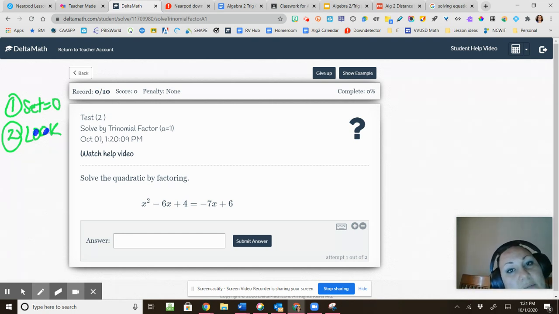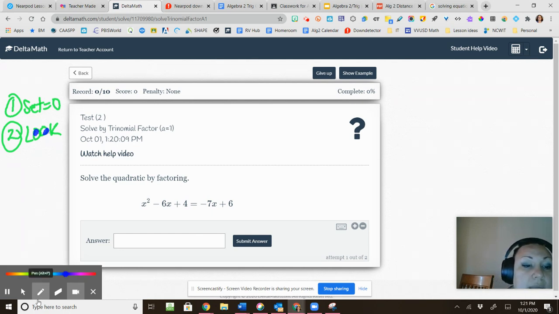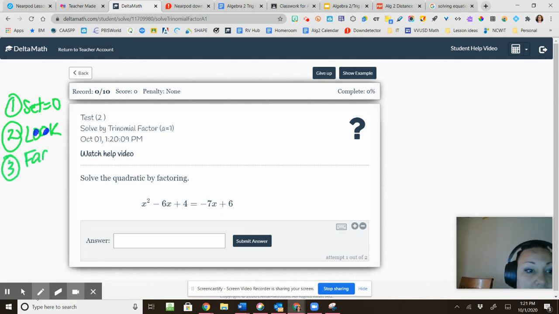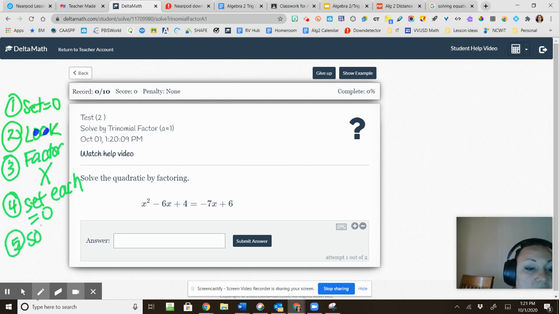Is there a GCF I can take out and factor out to make my equation a little bit easier? That would be the second step. Third step is to then factor by using the x method. Once you have factored, I want you to set each factor equal to 0. And once you've set each one equal to 0, you solve for the variable.